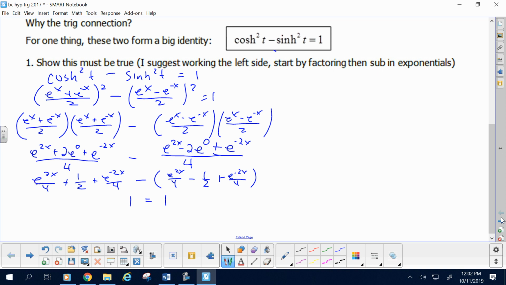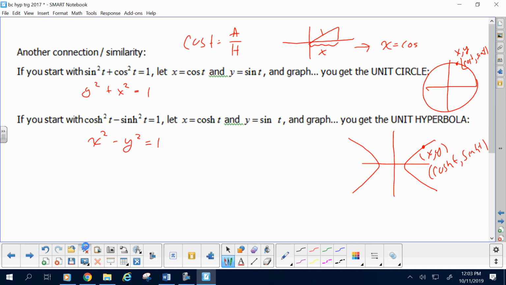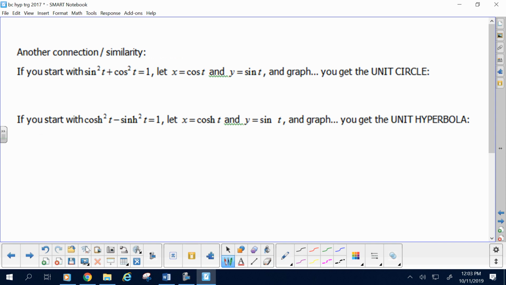Another connection, another similarity here. All right? If you start with sine squared plus cosine squared equals 1, and is normal in the unit circle, when you talk the unit circle, isn't the hypotenuse 1? Yes. And so, isn't cosine just adjacent over hypotenuse? Cosine is x, and sine is just what? Yes. Okay. So, that's why in trig, sine squared plus cosine squared is 1.